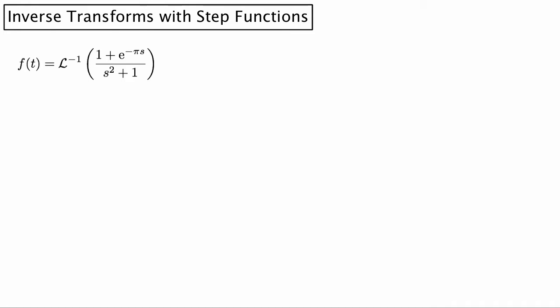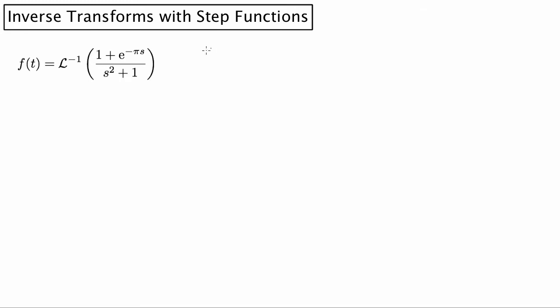So a couple of things that we notice immediately is the s squared plus 1 is reminiscent of either cosine of t or sine of t, depending on what's in the numerator. And speaking of the numerator, we notice here that we have an e to the minus pi s. And so let me just remind you of the basic formula that we're going off here.